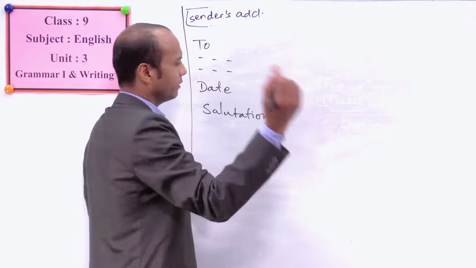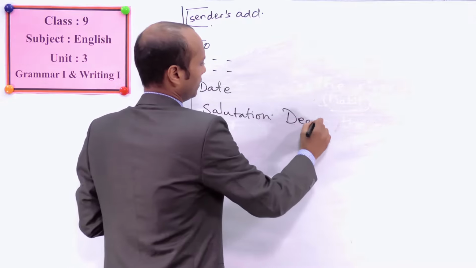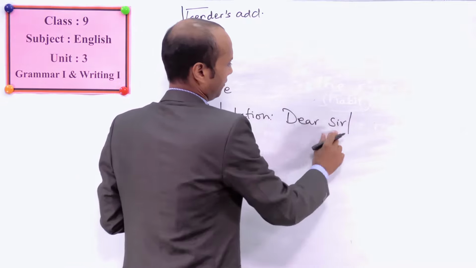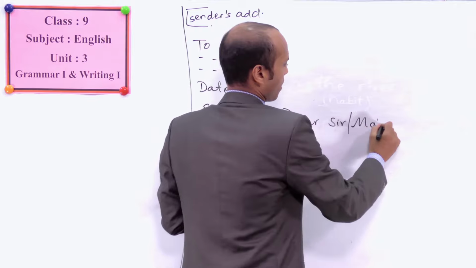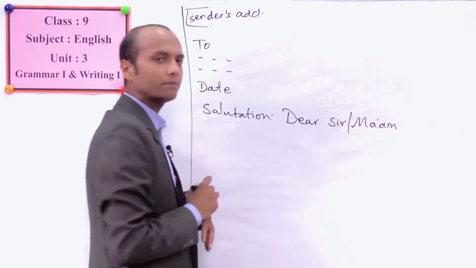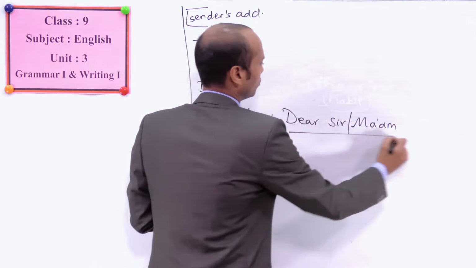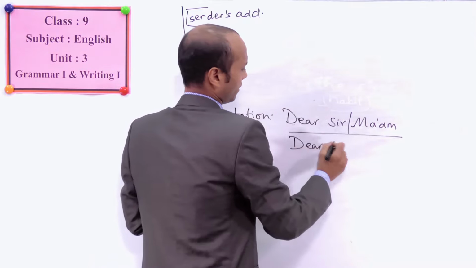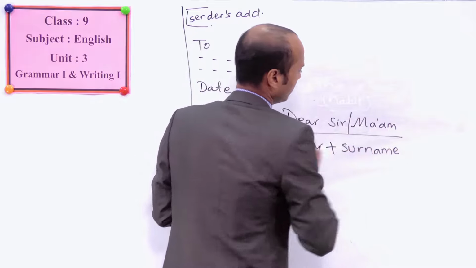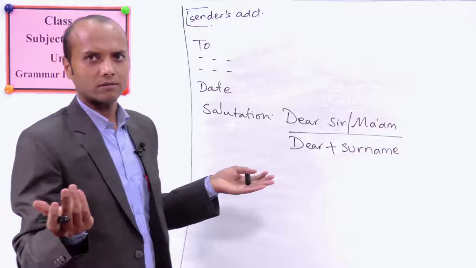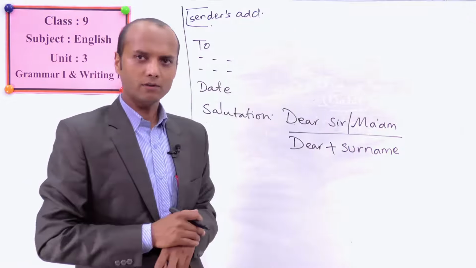When you write formal letters, generally you can write Dear Sir, if you know the person is a sir, or you can also use ma'am, or you can use Madam. Sometimes you can use Dear plus surname, for example, Dear Mr. Sharma, something like that. Are you clear?